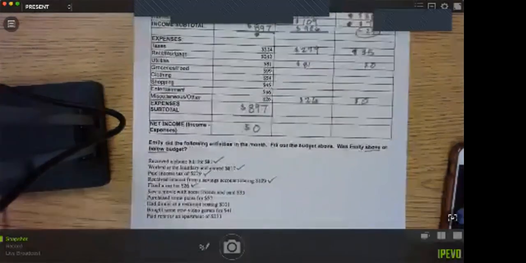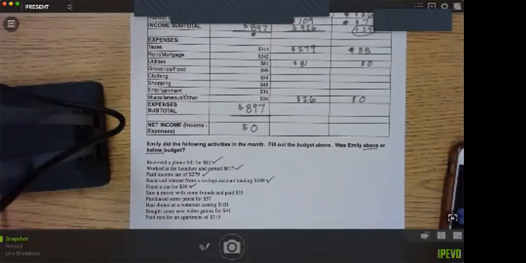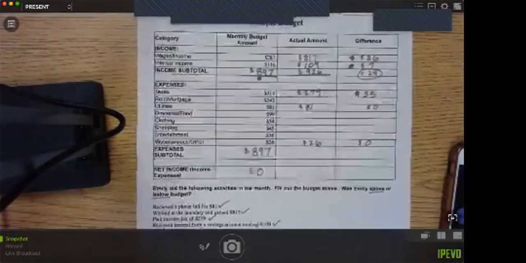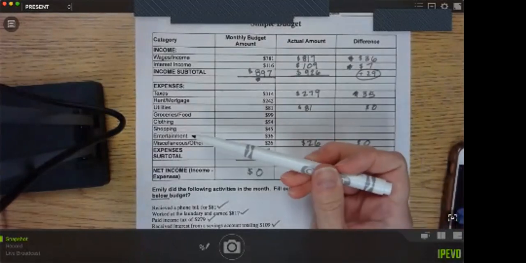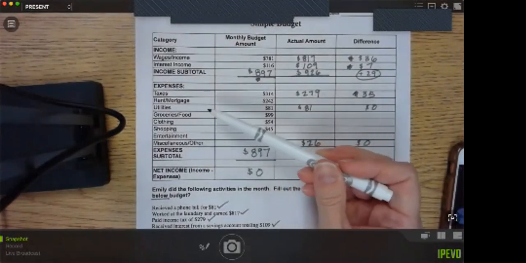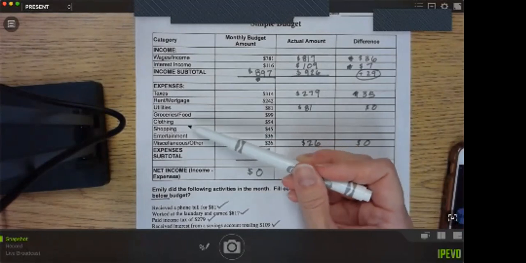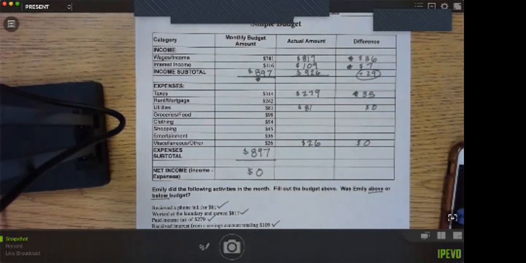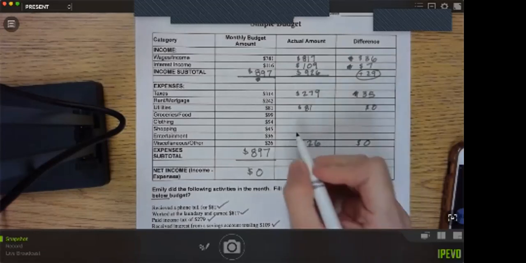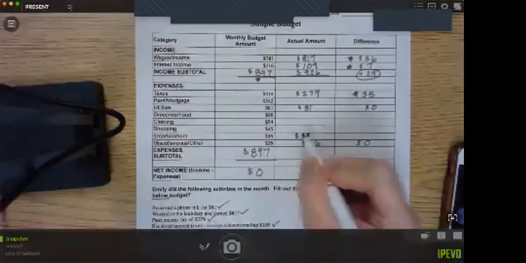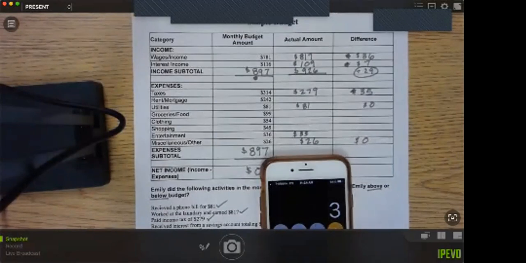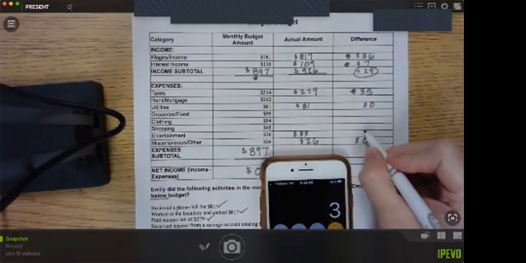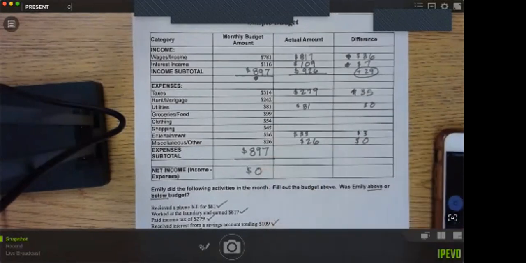Okay, she saw a movie with some friends and paid $33. So here's the categories we have left: entertainment, shopping, clothing, groceries and food, rent, mortgage. Which one of those sounds like it would be a good category for saw a movie with some friends? If you said entertainment, you are correct. $33. And the difference there, 36 minus 33, $3.